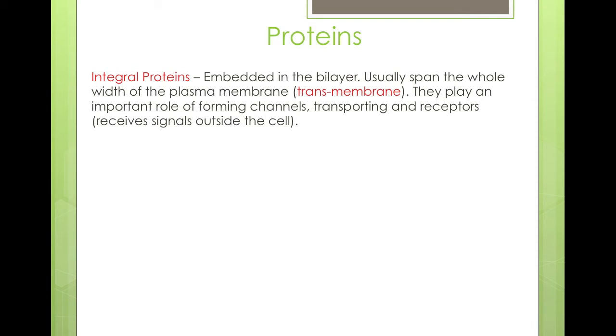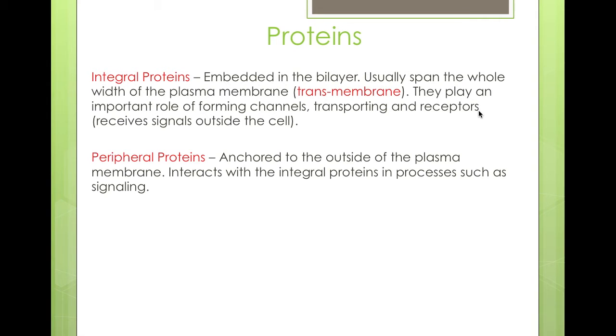Now, the second thing in the bilayer is called the proteins. Proteins are divided into a whole bunch of different categories, but they're mainly categorized as being either integral or peripheral, okay? So the integral proteins are embedded in the bilayer, and they span the whole width of the plasma membrane, and we call that particular characteristic a transmembrane. Trans meaning to move across, membrane meaning the entire width of the plasma membrane. And what they do is they play a really important role in forming channels and transporting materials in and out and creating receptors or signals from outside of the cell.